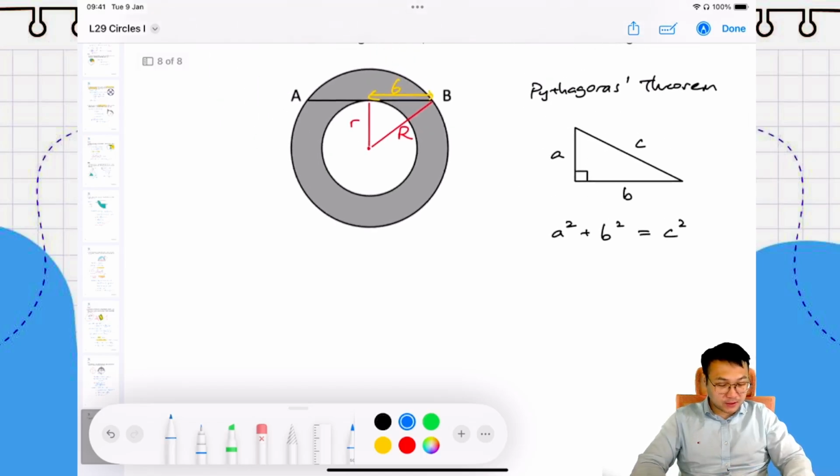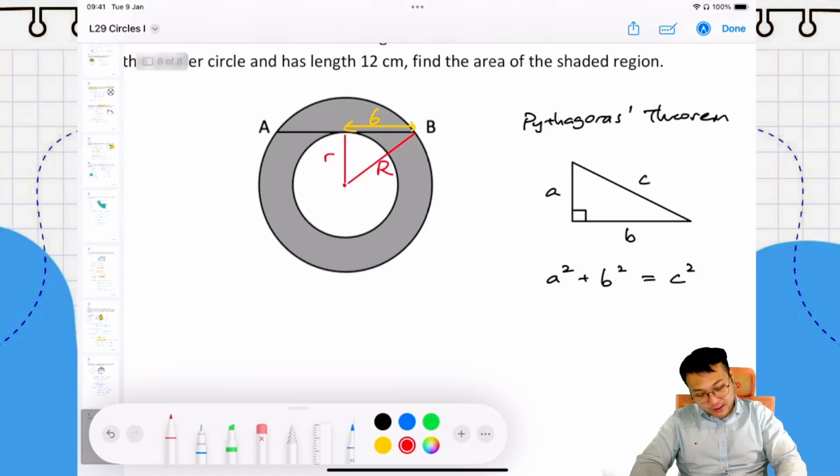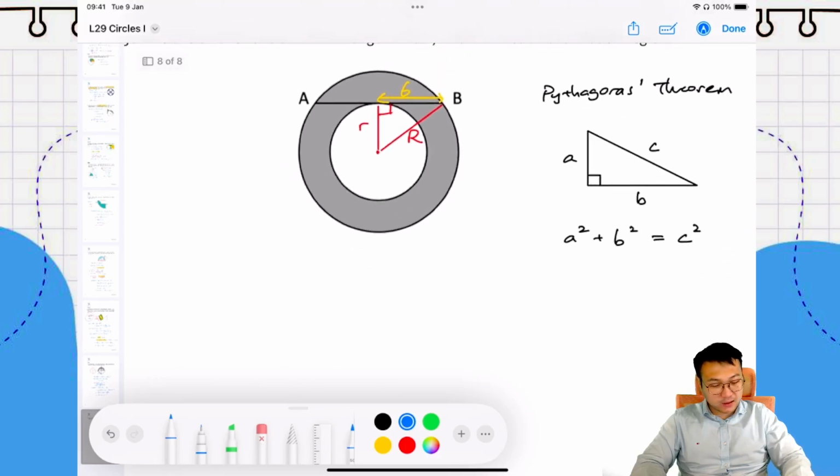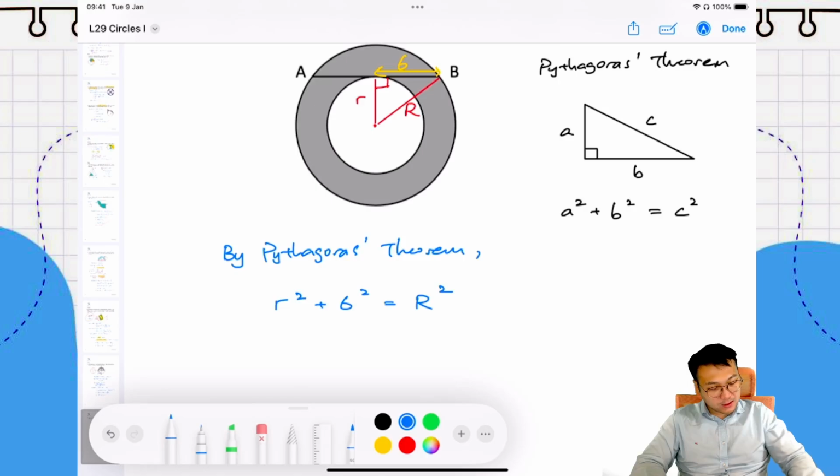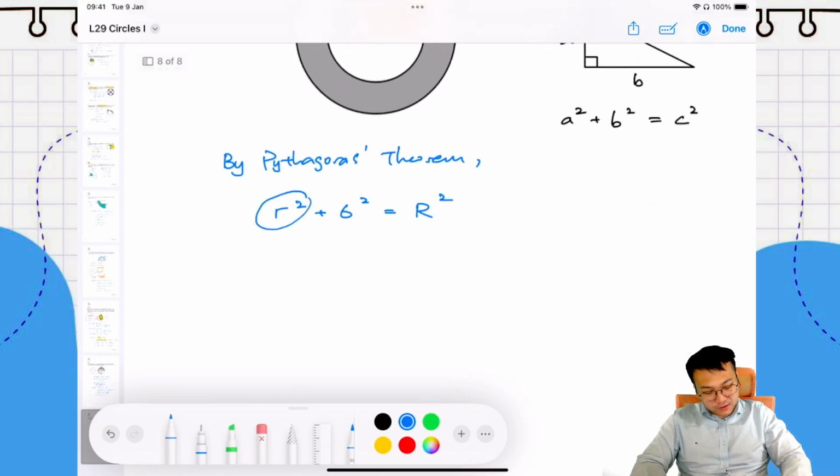Why am I talking about Pythagoras theorem? Because I have a right angled triangle in here. Can you see that? So what's the relationship between my r, my R and 6? By Pythagoras theorem, we say that the small r squared plus 6 squared equals the longest side squared. Now if I move this over to the other side, it's going to become negative. So I have R squared minus r squared equals 36. There you go. Leave it like that.